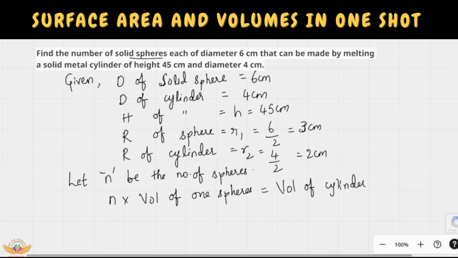See the question. Find the number of solid spheres that can be made by melting a cylinder. This cylinder is being melted, and from that melted part they made some number of spheres. This is the main concept that you have to visualize: the cylinder which is melted will be equal to the n number of spheres. Now just substitute the volumes of both of them. n into 4 by 3 into pi r1 cubed is equal to pi r2 squared h.